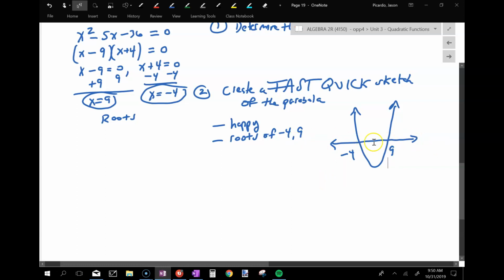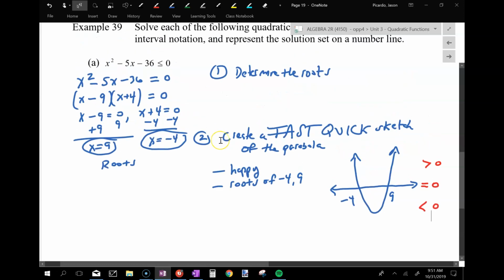So now, here's what I need to do next. Blake, do you agree that anything that touches this axis equals 0? Okay. What about everything above here? Everything that's above this axis is positive, so greater than 0. And everything that is below this axis is less than 0. All right, now, have I created my quick sketch? I have my roots.